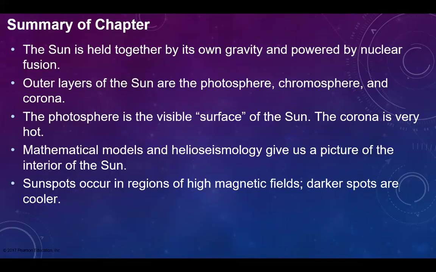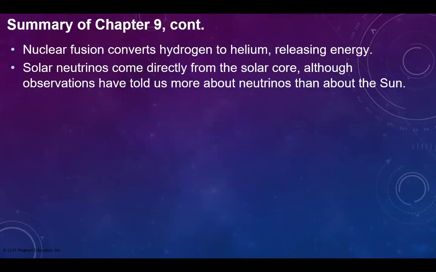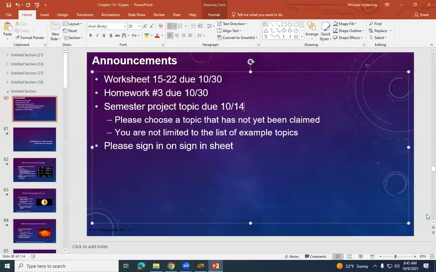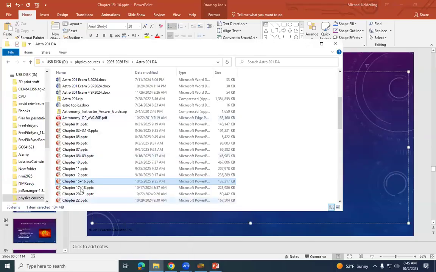The mathematical models and helioseismology give us a picture of the interior of the sun. Sunspots occur in regions of high magnetic fields, while darker spots are cooler. Nuclear fusion converts hydrogen into helium, releasing energy, and solar neutrinos come directly from the solar core. Although observations have told us more about neutrinos than about the sun. And so that was 15 and 16.